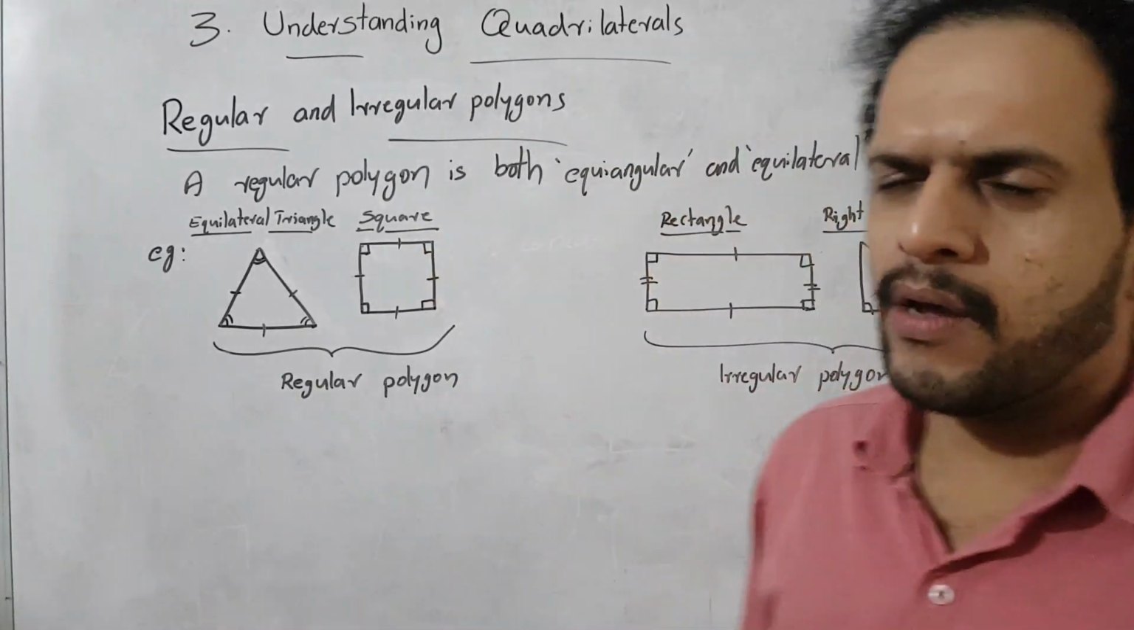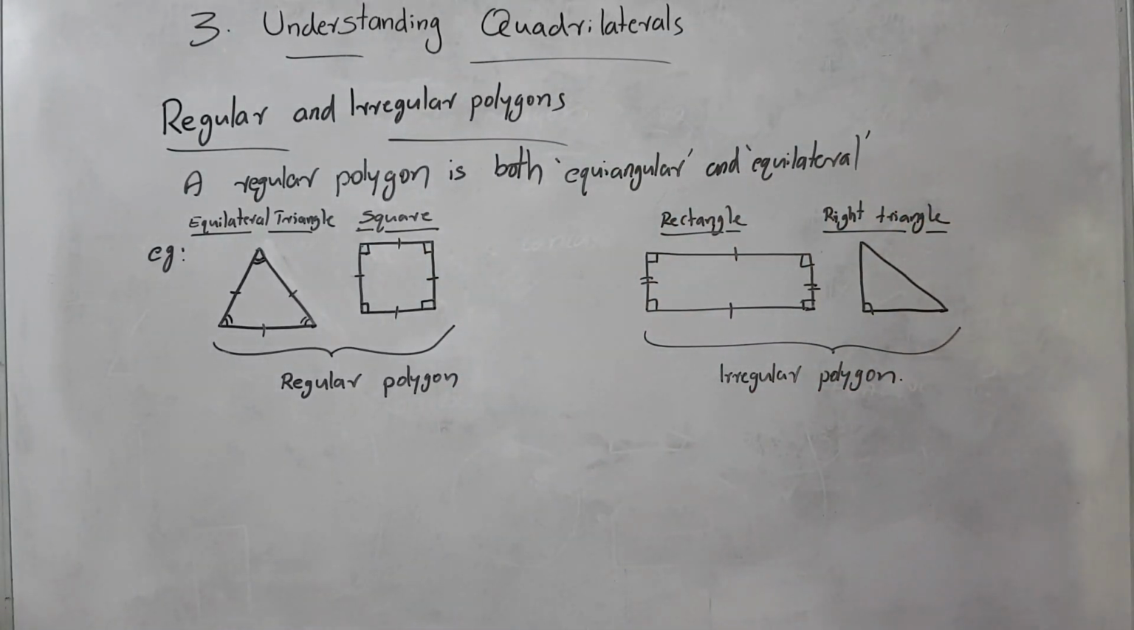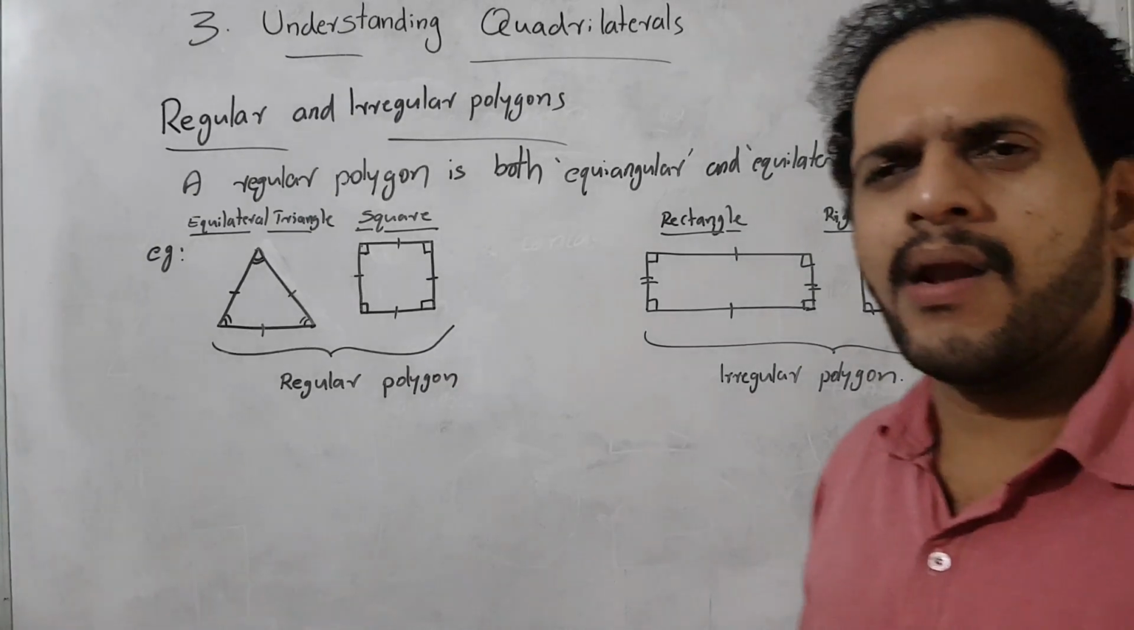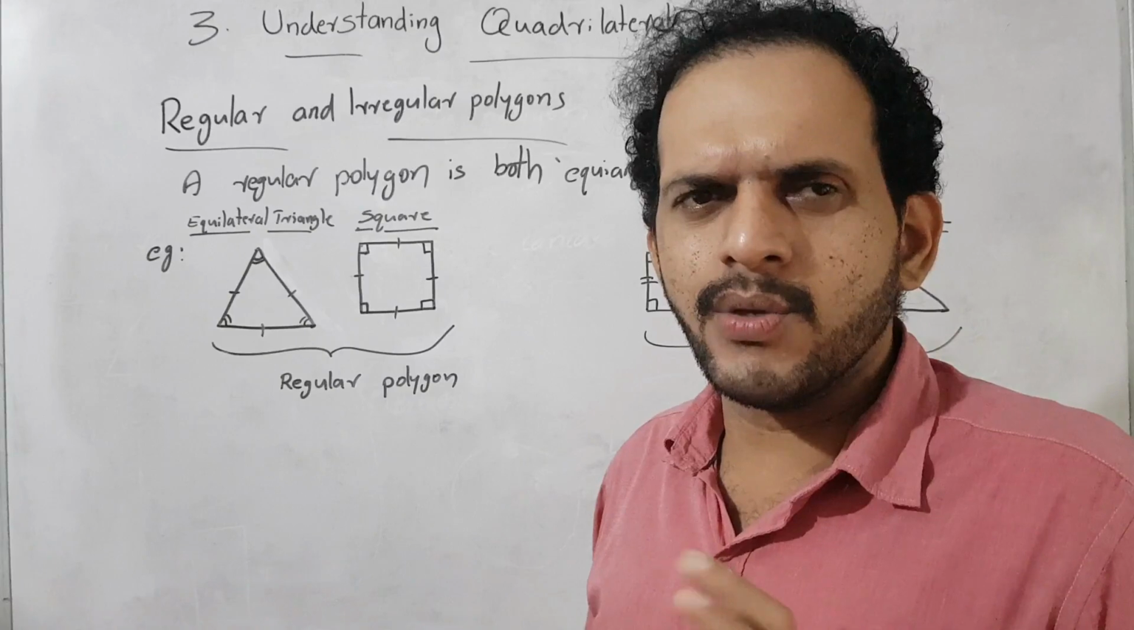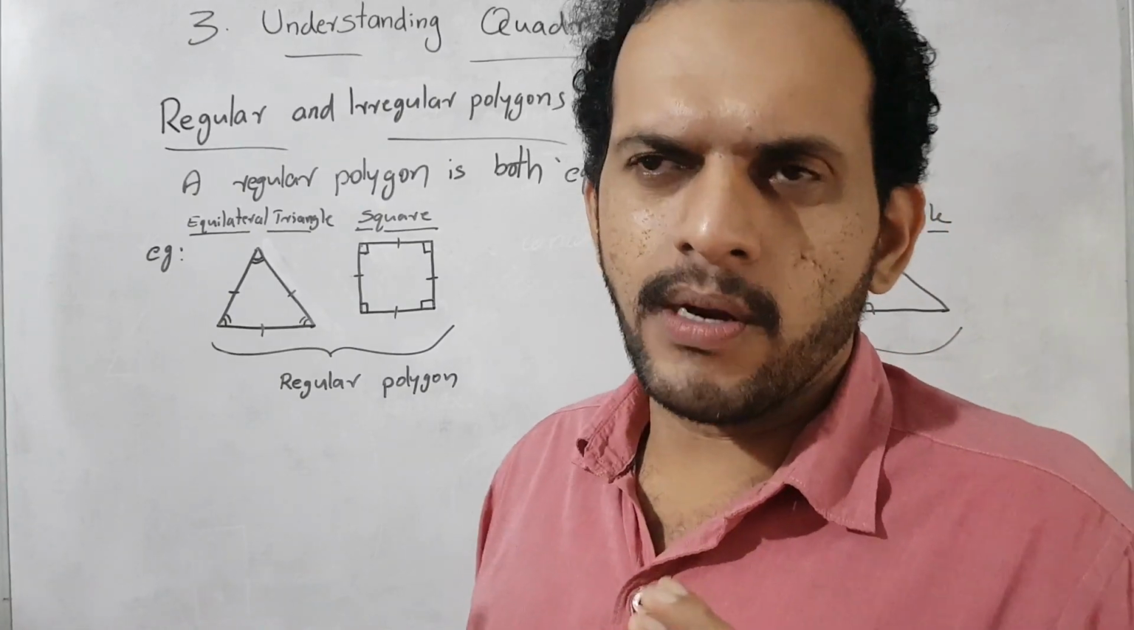Clear? Then what is an irregular polygon? An irregular polygon is one that does not satisfy equiangular and equilateral together.